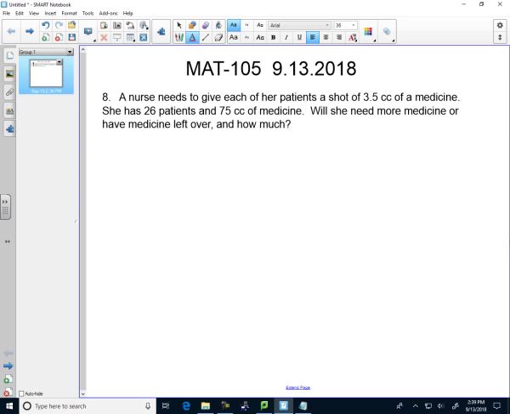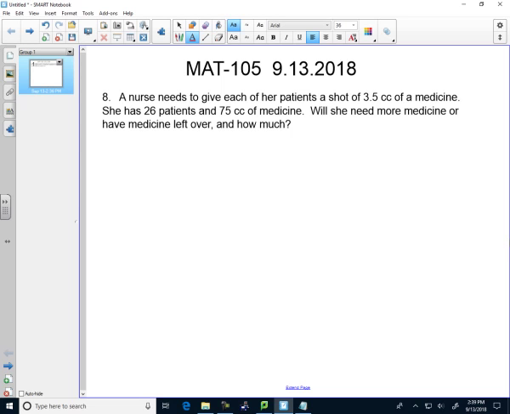A nurse needs to give each of her patients a shot of 3.5 cc's of a medicine. She has 26 patients and only 75 cc's of medicine. Would she need more medicine, or would she have medicine left over, and how much, if that's true?